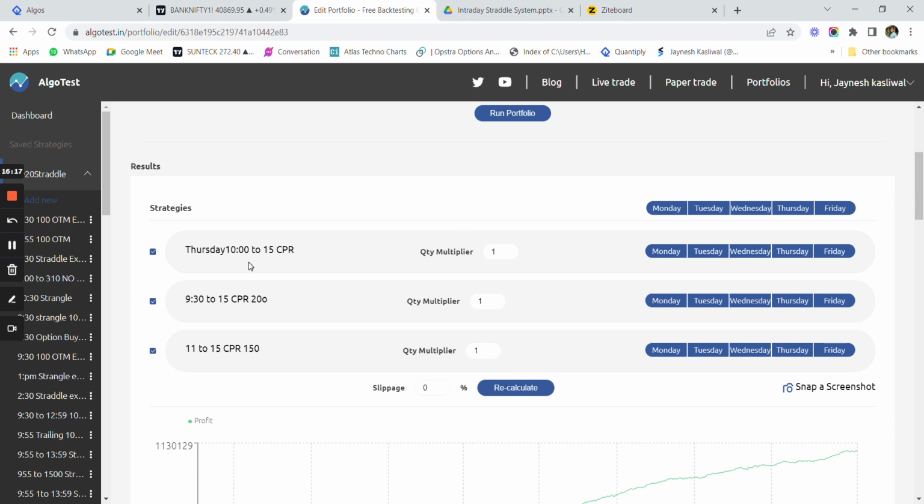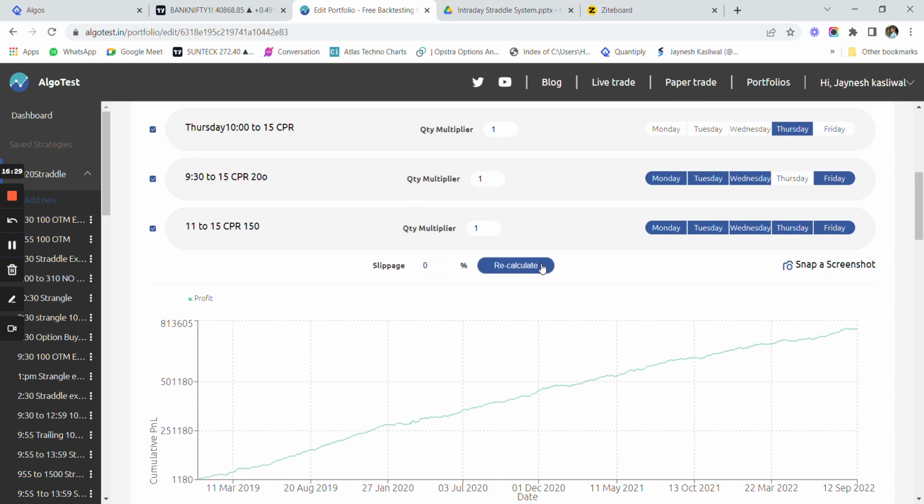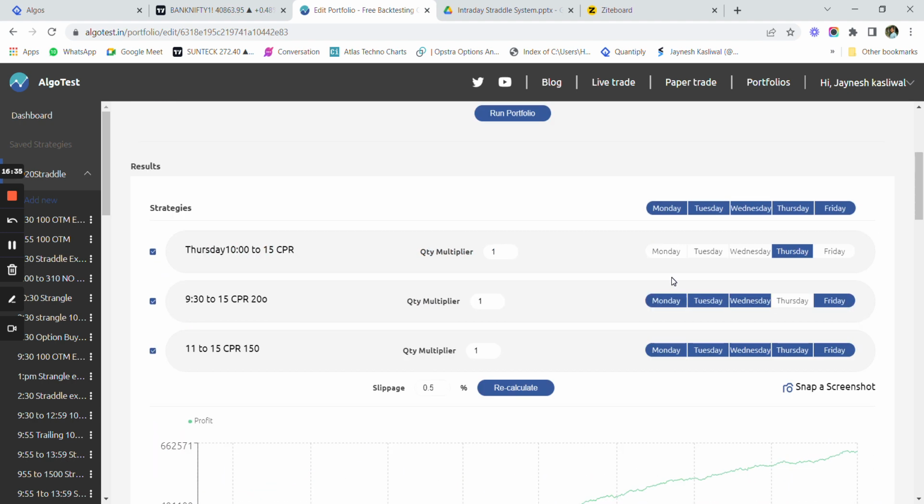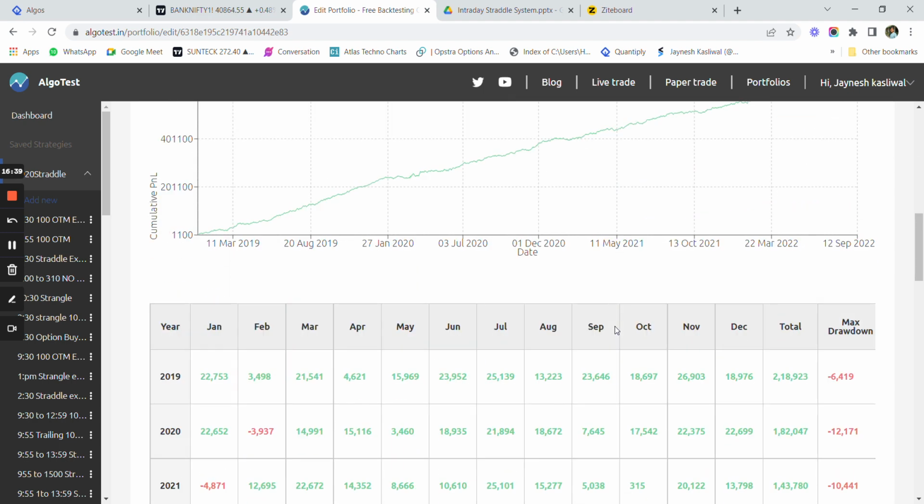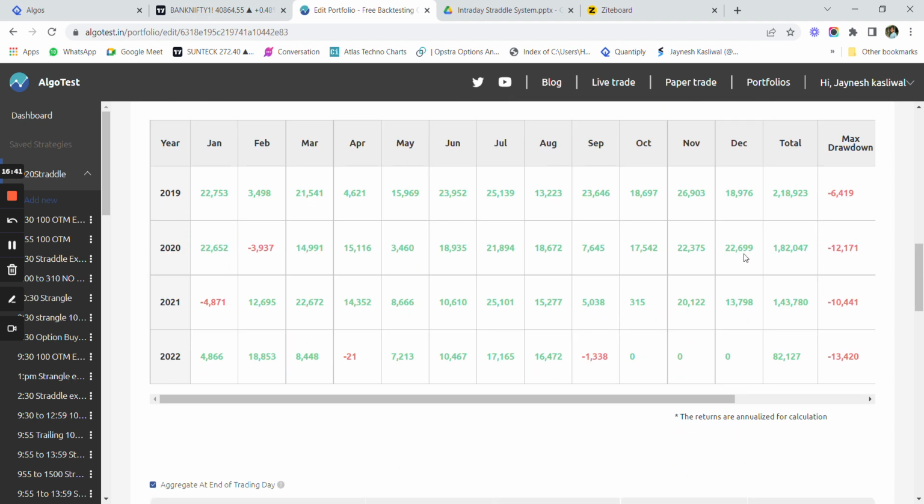So let's run the strategy, and we are applying only one lot, right? So we are trading with only one lot as of now, and this strategy is only traded on Thursdays, and this one is not traded on Thursdays. Now if we run the backtest, we will add 0.5% slippage. Now you can clearly see that the capital required to trade the three strategies would be around 3.5 lakh rupees. So in 2019 it has given us a return of 2 lakh rupees.